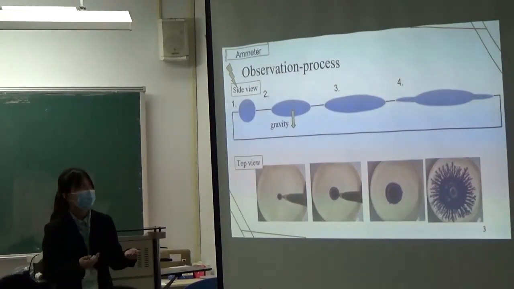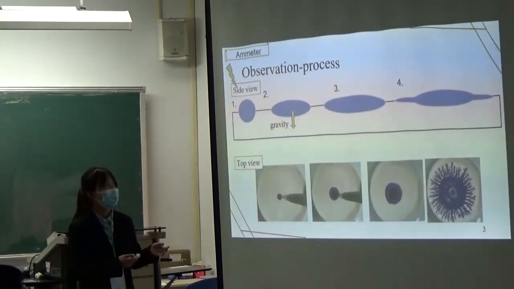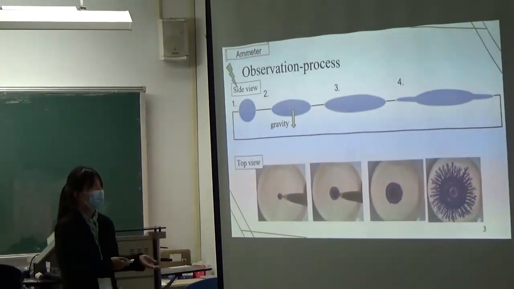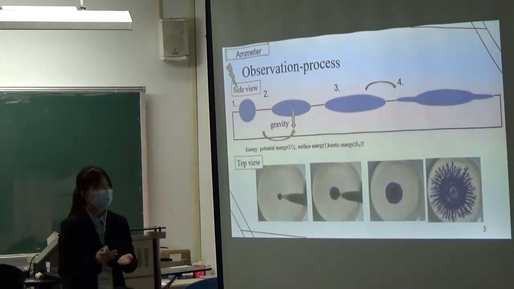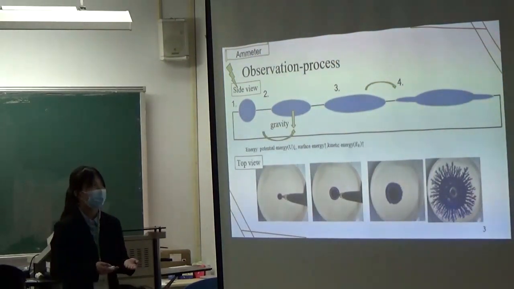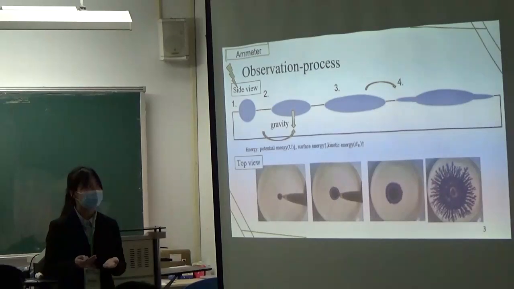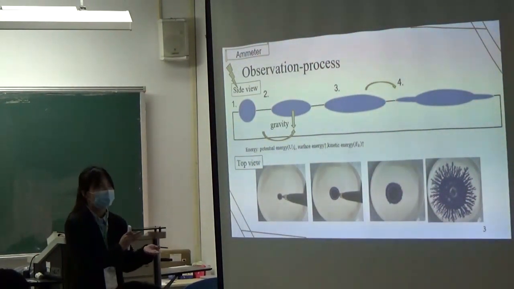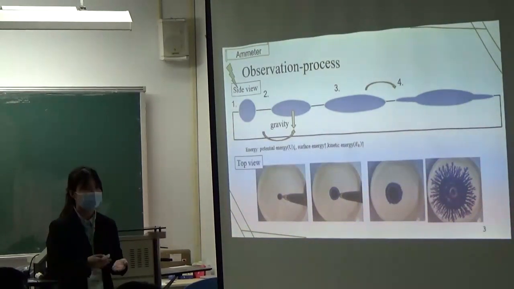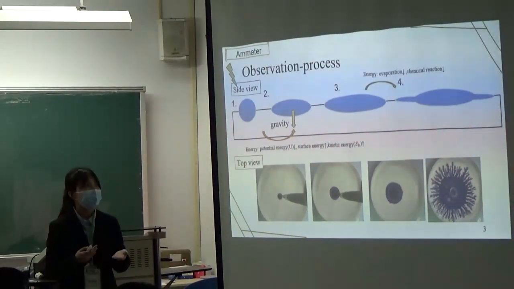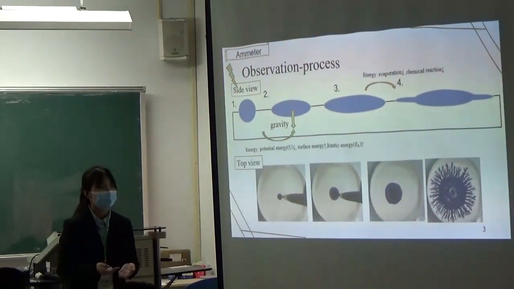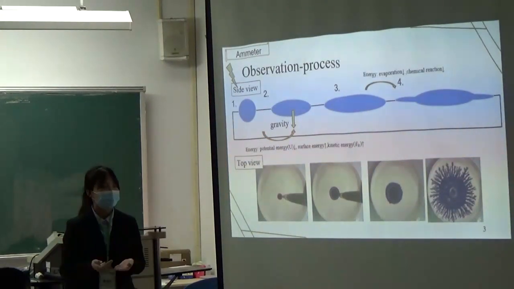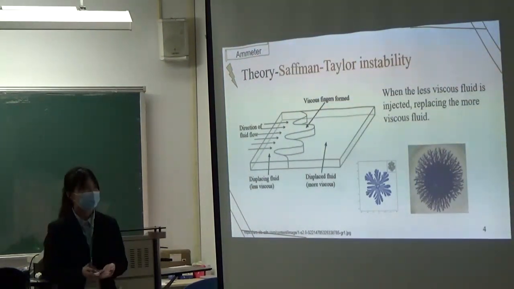And first we observe the process of the expanding. Because of gravity, the droplet will be flattened, and because the height of the droplet is shorter, the potential energy will decrease. And the surface area becomes bigger, so the surface energy will increase. And because it is flowing, the kinetic energy will increase. And because of the evaporation and chemical reaction, it will absorb heat, so the energy of the expanding will decrease.